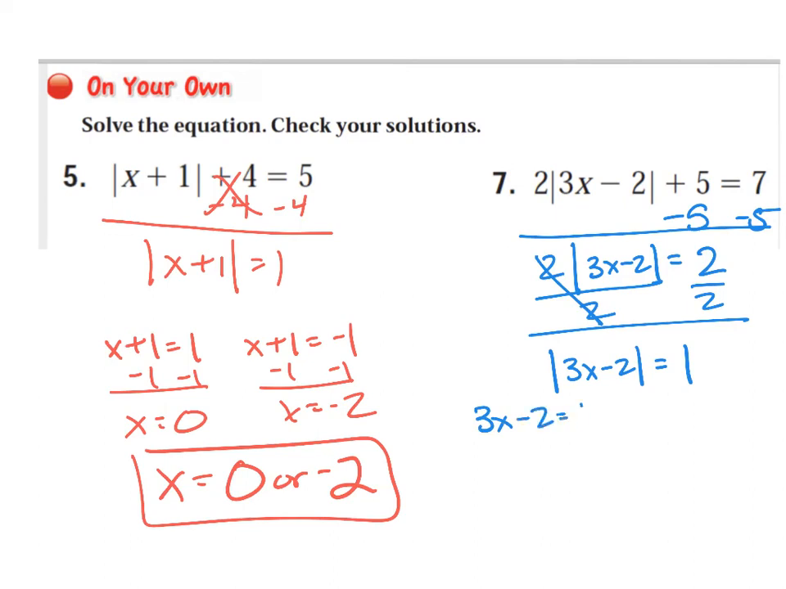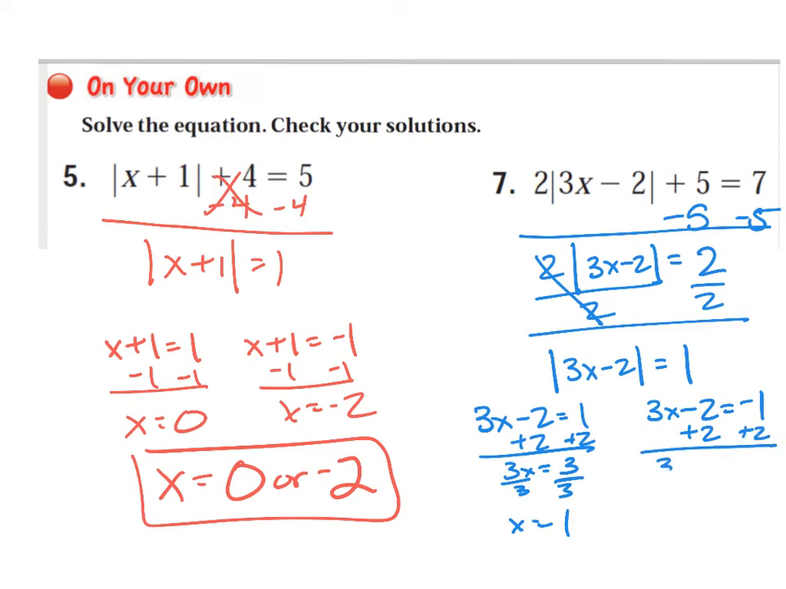3x minus 2 equals a positive 1. 3x minus 2 equals a -1. Add 2. 3x equals 3. Divide by 3. x equals 1. Do the same thing over here. I get 3x equals a positive 1. x equals 1/3 or 0.3 repeating if you do a decimal.